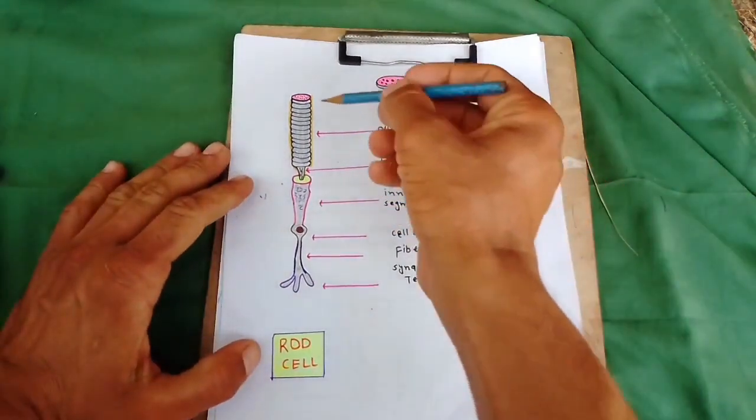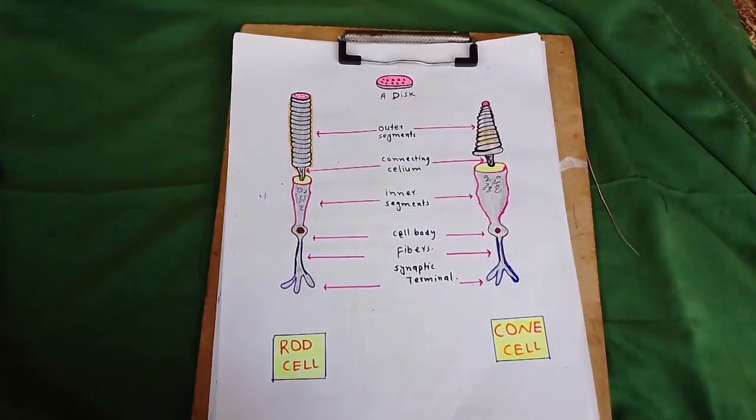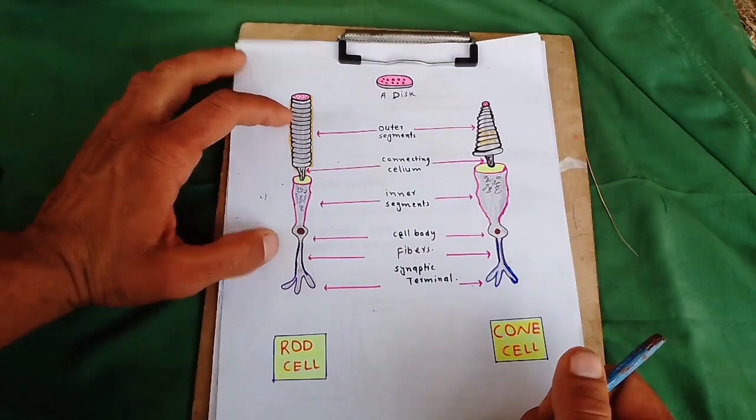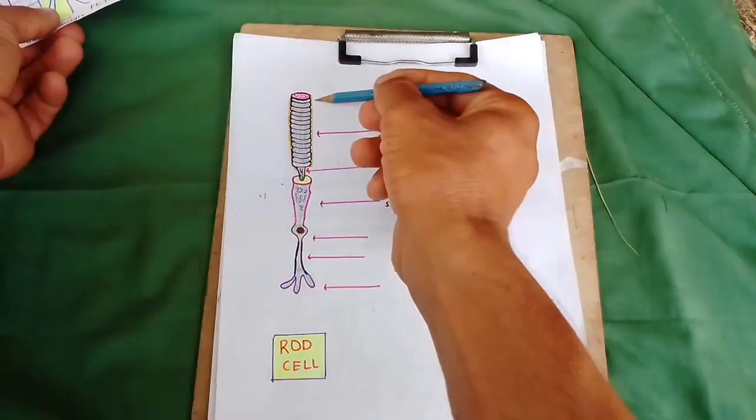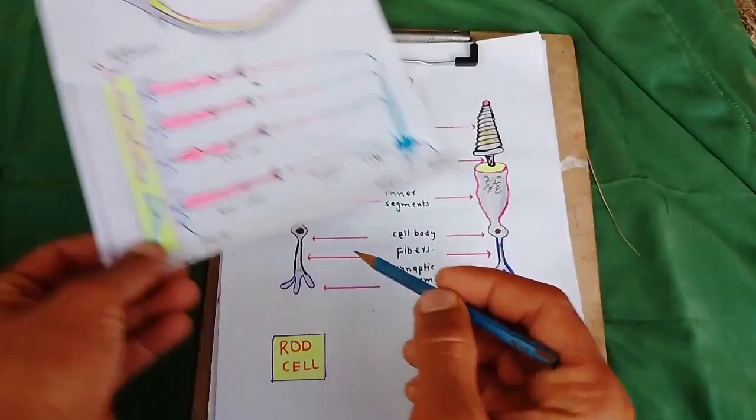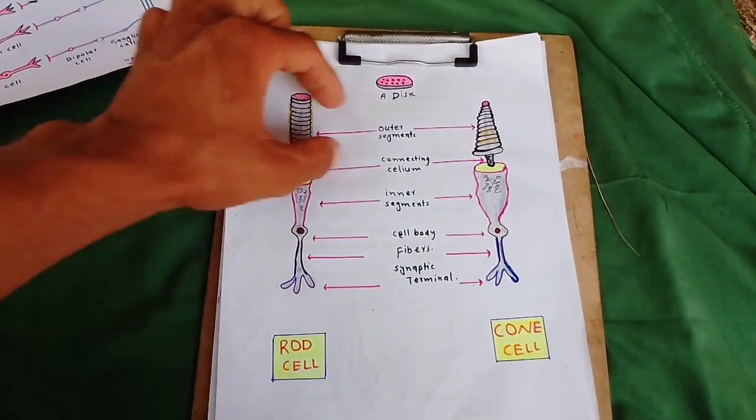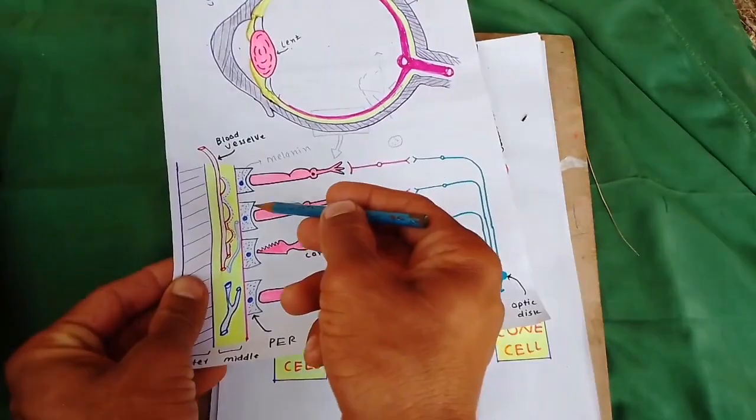Rod cell is called rod cell because it is rod shaped. Cone cell is called cone cell because it is cone shaped. So first of all, the rod cell. This is the outer segment. The outer segment of the rod cell and the cone cell is toward the epithelial cell.